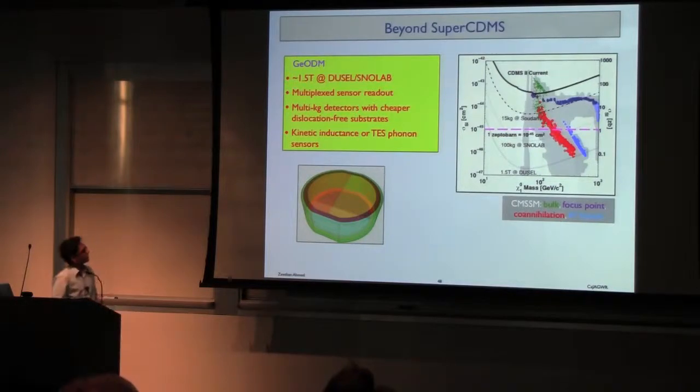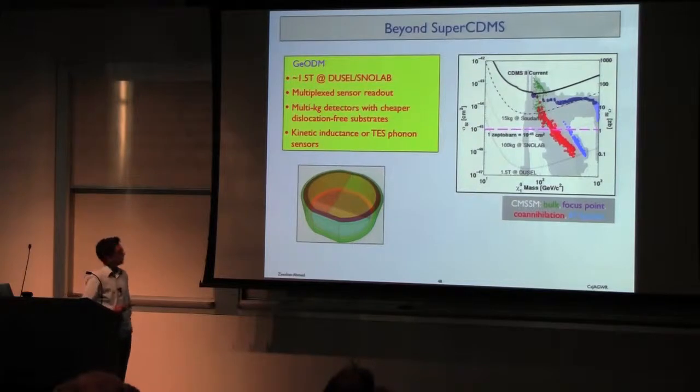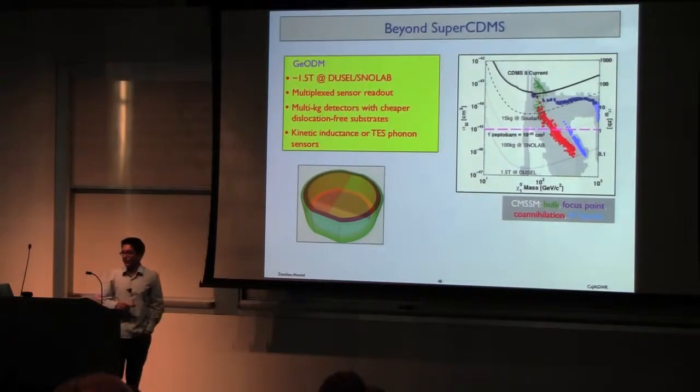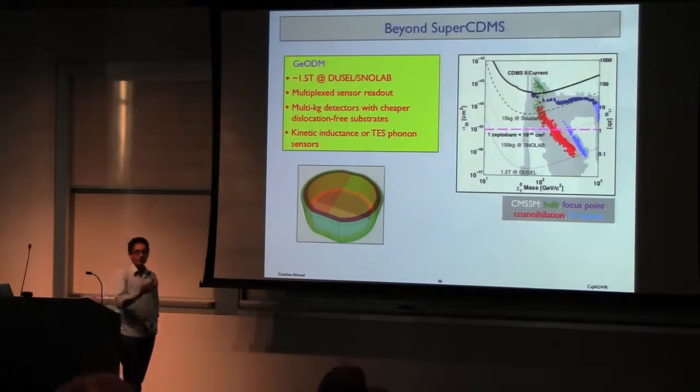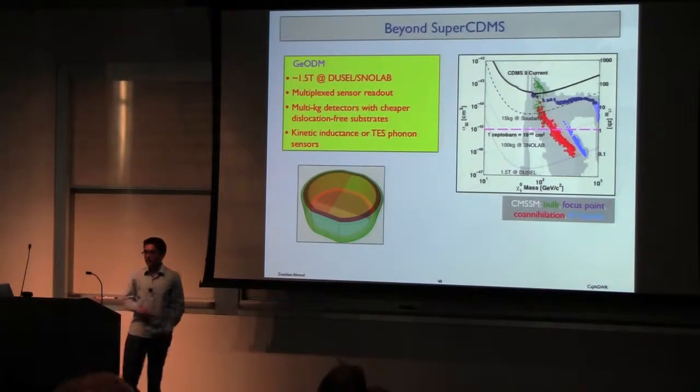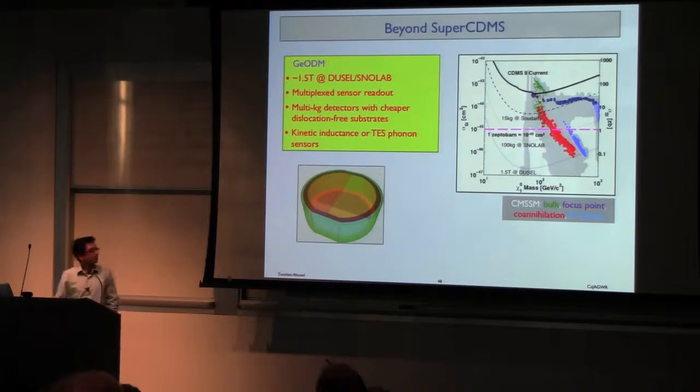Maybe the phonon sensing technology might change. Really, the challenges with this kind of experiment are no longer background rejection, because these detectors look pretty good. It's the engineering. So more of the R&D in the next few years will go into multiplexing and those kinds of things. And so that's what our future plans look like.